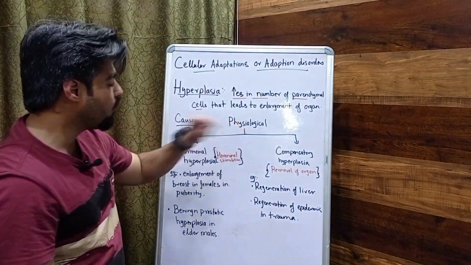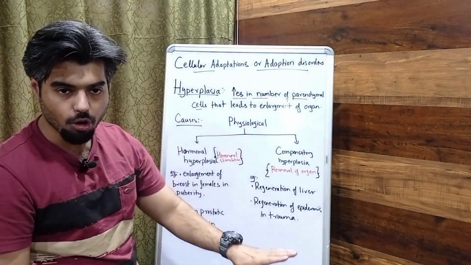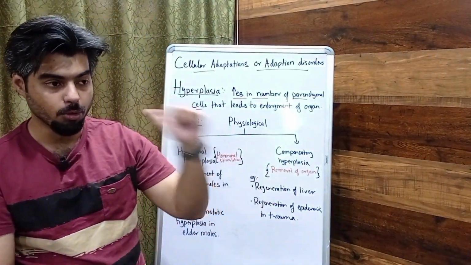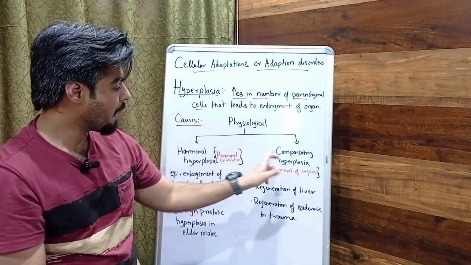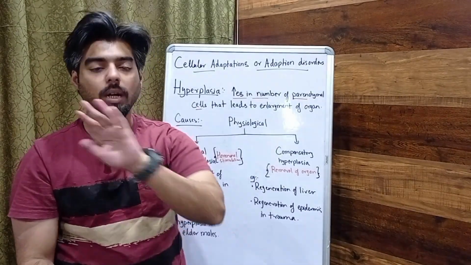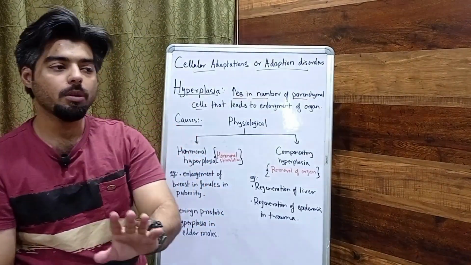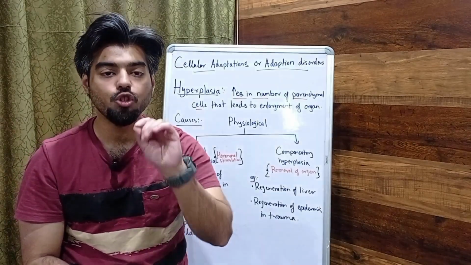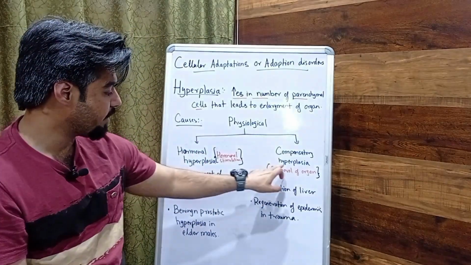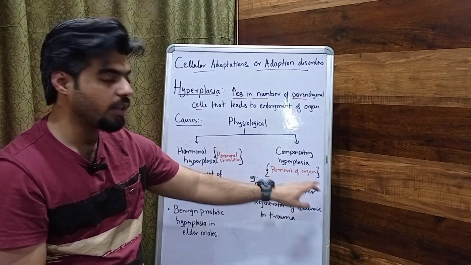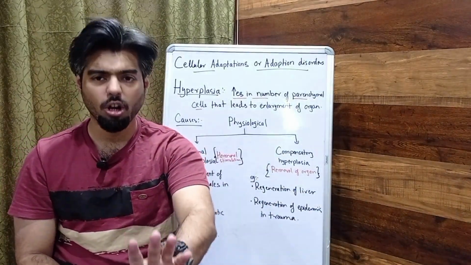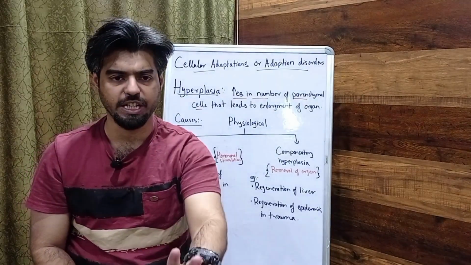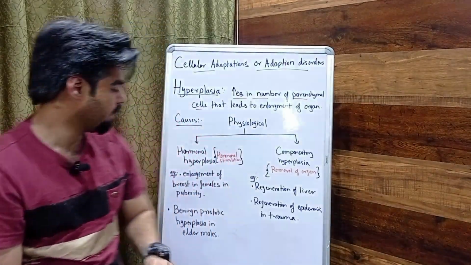And causes, physiological causes. Physiological causes are here divided into two parts. The first one is hormonal hyperplasia and then compensatory hyperplasia. What is hormonal hyperplasia? Hormonal hyperplasia occurs once there is a hormonal stimulus, and compensatory hyperplasia occurs on the removal of an organ, or there occurs certain organ damage where the power of regeneration is there. Fine, let me give you the examples.